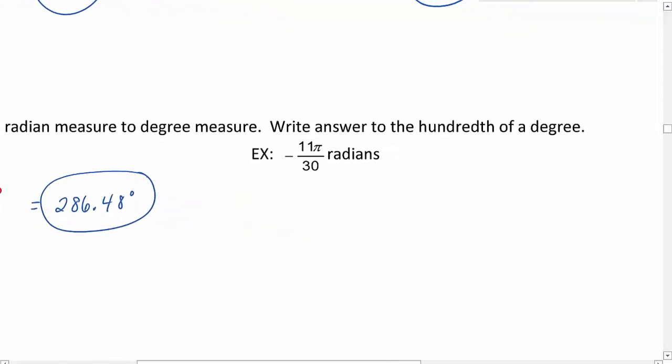Next, let's convert negative 11 pi over 30 radian to degrees. Start with our negative 11 pi over 30 radian. Then we multiply it by the unit fraction 180 over pi. You can do some simplifying here. The pi's cancel out as well. We end up with negative 66 degrees.